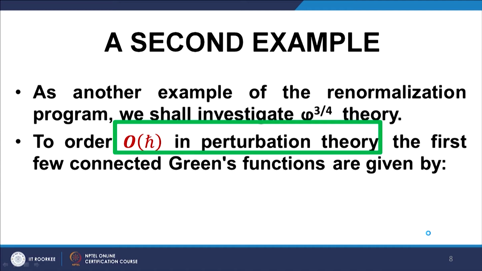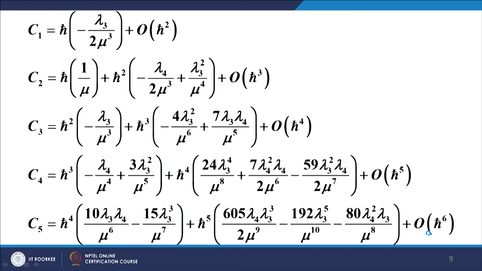Let us take another example, a slightly more involved example. We again in this case use the phi 3 by 4 theory, and the values of the various connected green functions to first order in perturbation are given in your slide. C1, C2, C3, C4 and C5.